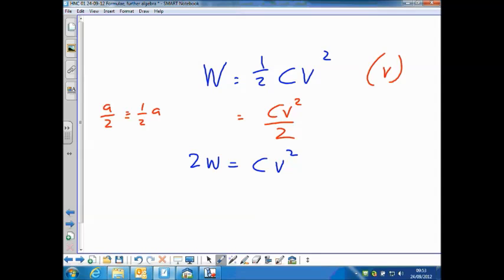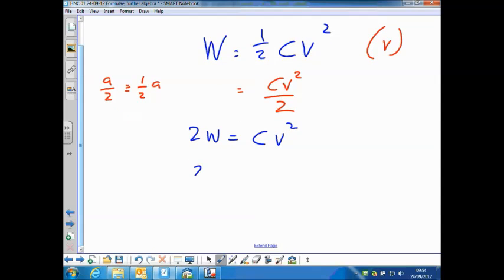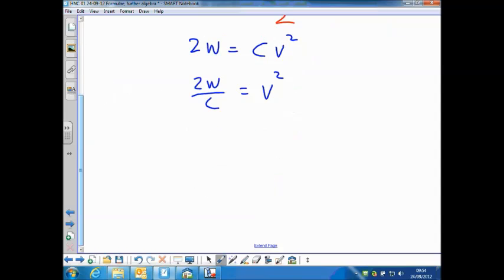And then it's the same as we did really for the area of a circle, isn't it? What do we do next? Divide by C. So 2W over C equals V squared. And then again, square root. So V equals the square root of 2W over C.